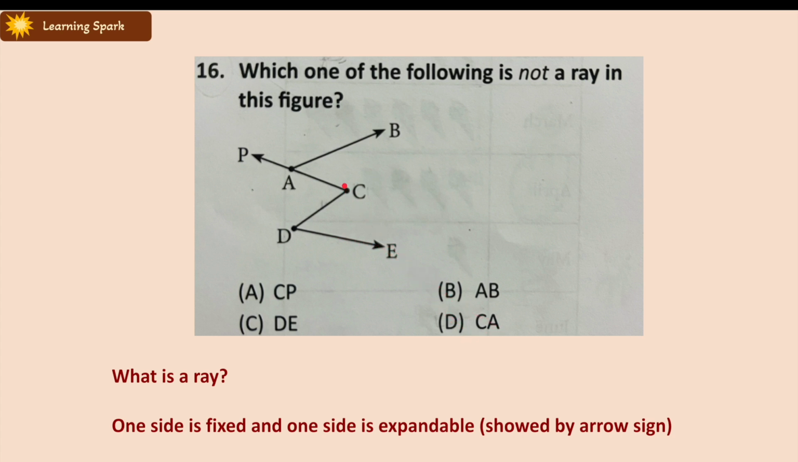CA, C and A, so both are fixed. There is no expandable, there is no arrow. So this one is not a ray. It's actually a line segment. Okay. So this is the answer.